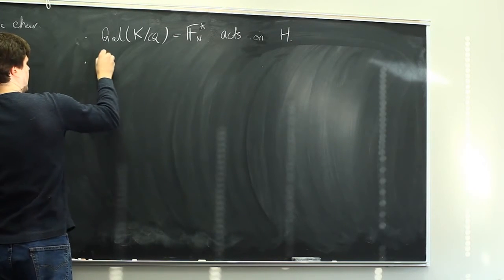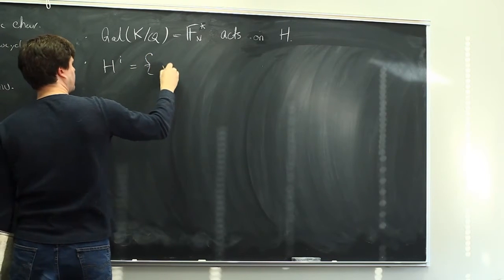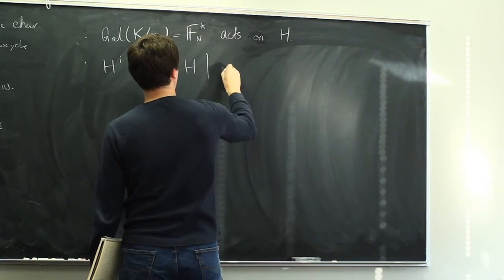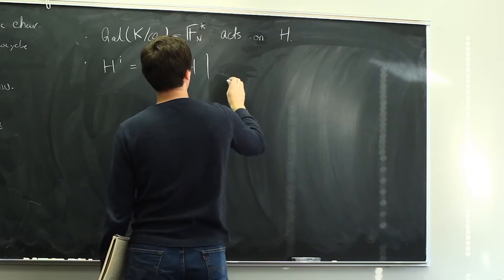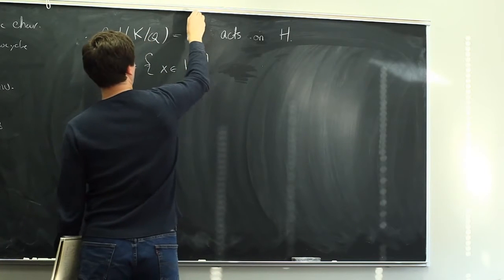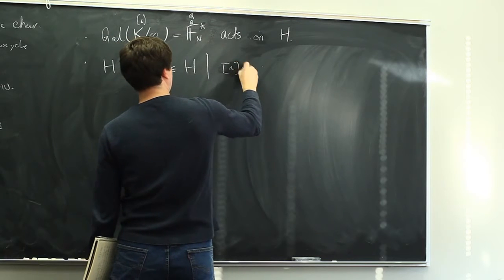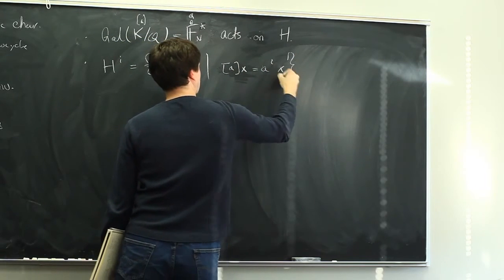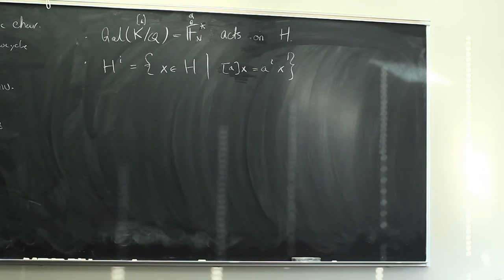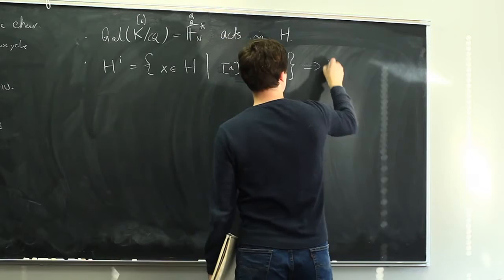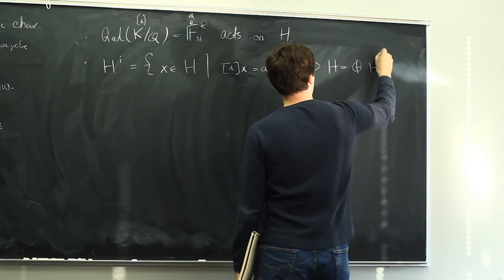So if I let H_i be the subset of H where, let's say, for an element a in here, I'll write bracket a for the Galois action, I want a acting on x to be a to the i times x. So this is just the isotypic piece of H corresponding to this character of the Galois group. And because the order of the Galois group is invertible, H decomposes as the sum of these H_i's.